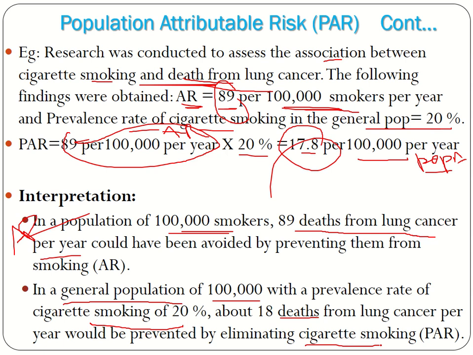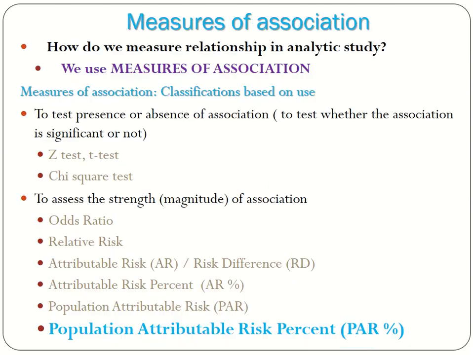So when we extrapolate to the general population, 18 deaths from lung cancer per year in a general population of 100,000 could have been avoided by eliminating cigarette smoking. So this is how you calculate the PAR and how you interpret it.